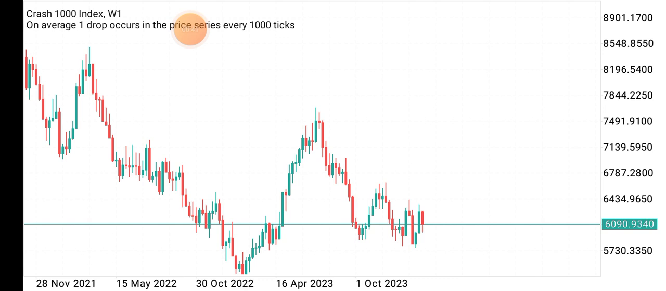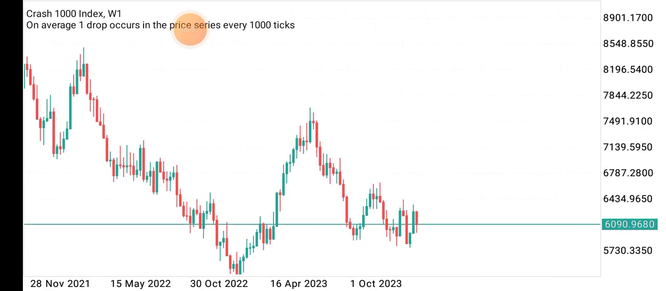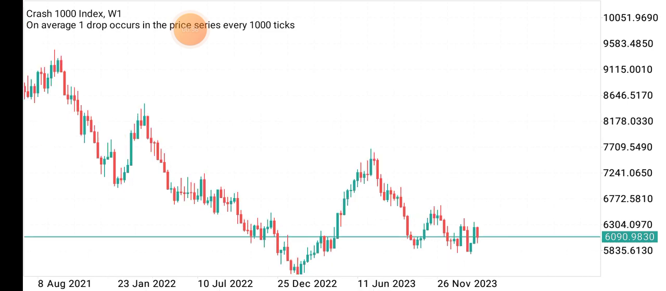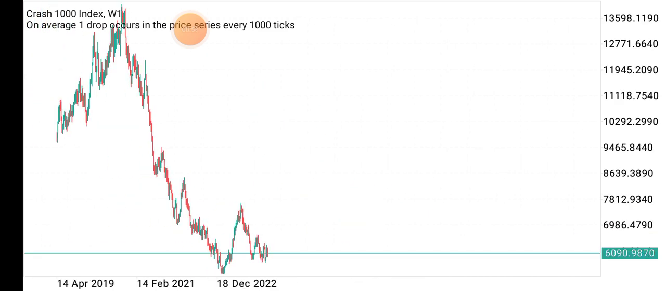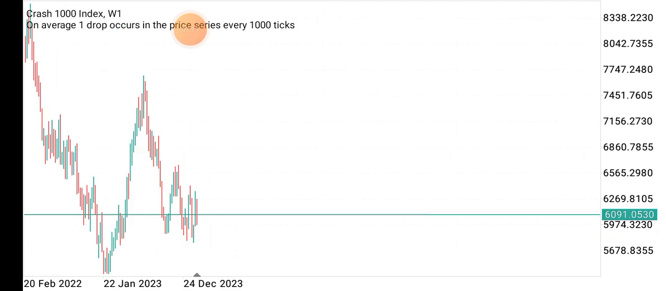All right, so first of all, I have to go to the weekly time frame so we can see the overall direction of the market. From what we can see here now, the market is bearish. The market has been bearish for a very long time now. You can see from the month of, I think, April 2021 or 2019, the market has been bearish up till now.